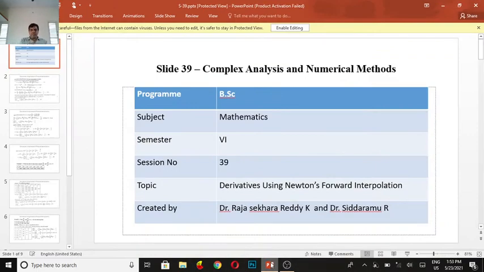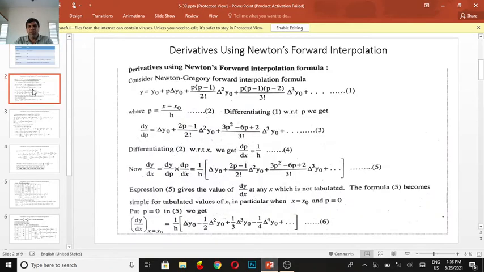Now come to session 39. We already know from the previous sessions Newton's forward interpolation, backward interpolation, and some problems on forward and backward interpolation. Now we use the Newton interpolation formula to find dy by dx and d square y by dx square, the derivatives, using Newton's forward interpolation formula.